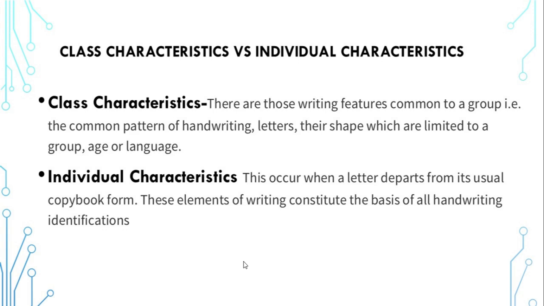Therefore, class characteristics can be used to narrow down the search, but cannot be used to identify anybody. The only one that can be used to identify anybody is the second one, which we call individual characteristics. Individual characteristics occur when a letter departs from its usual copy form.